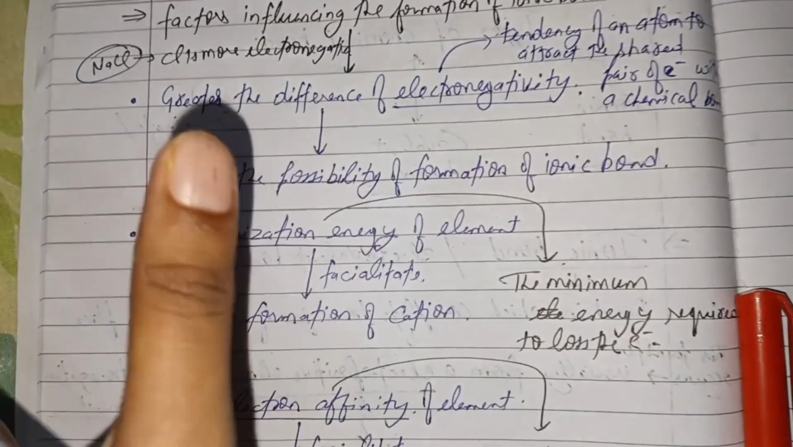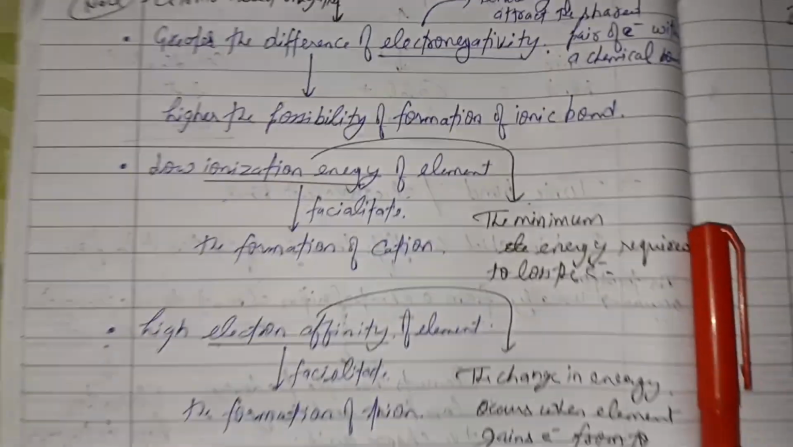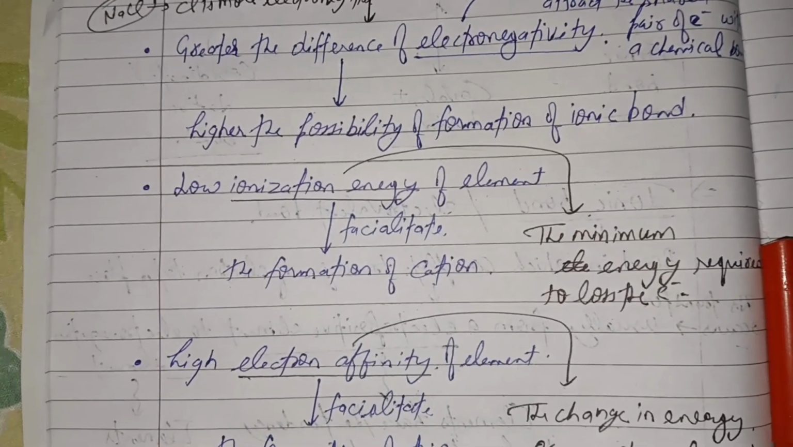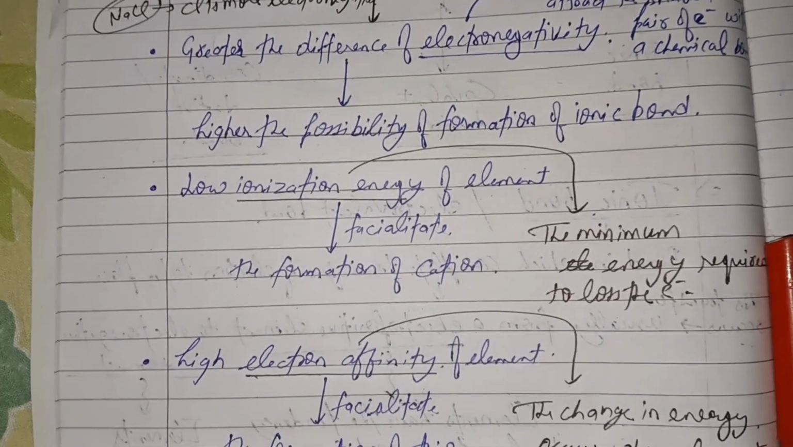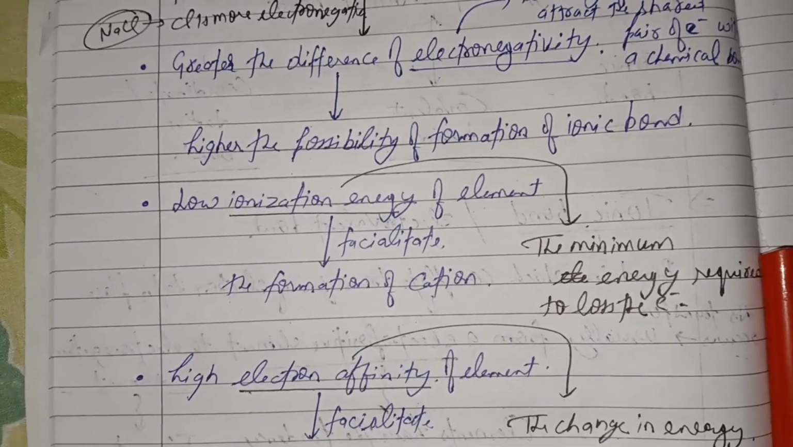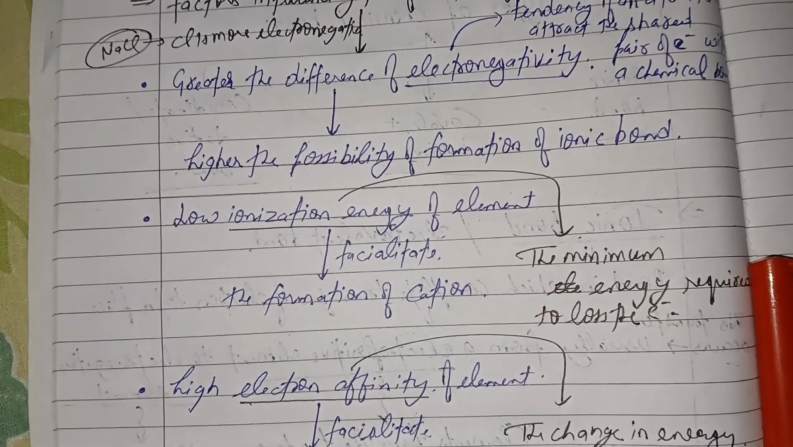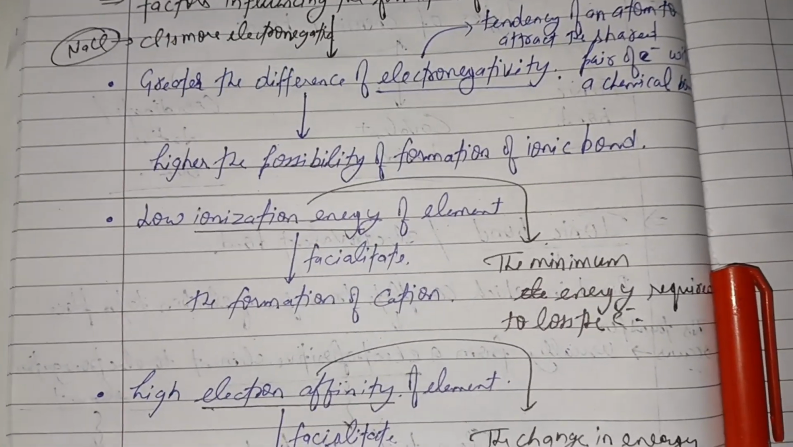If that difference is more, then the possibility will be higher. Remember this, because if two atoms are there and one is more electronegative, then it will try to attract the electron of the one which is less electronegative and form ions, then bonds, then the energy will be released and the bond will form, and then the compound.